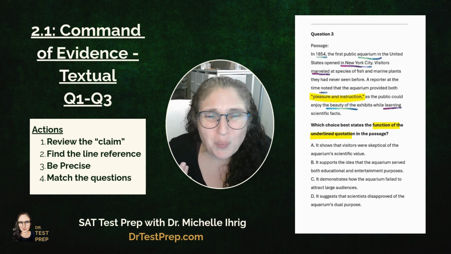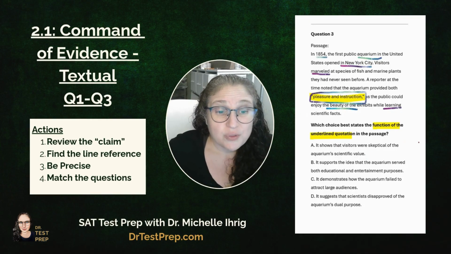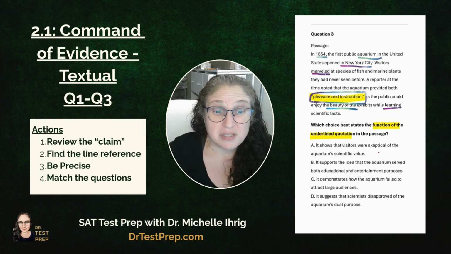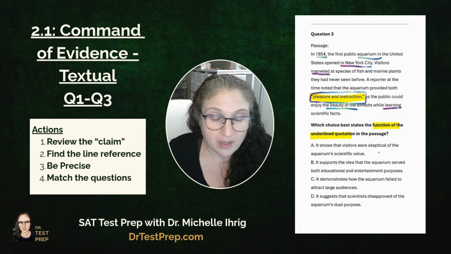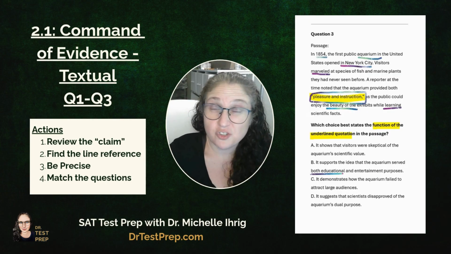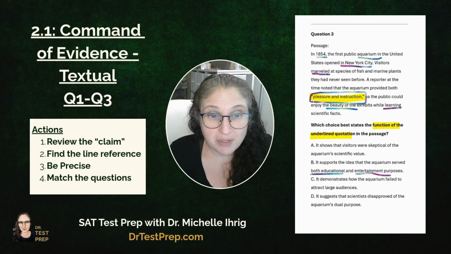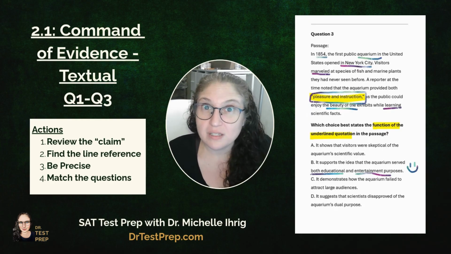So why would the reporter say pleasure and instruction? It shows that the visitors were skeptical of this aquarium's scientific value. Like, I didn't see that at all. So that's a no. It supports the idea that the aquarium served educational, that can relate to instruction, and entertainment, that could relate to pleasure purposes. So I'm really confident that that's the right one, but let's just keep going.